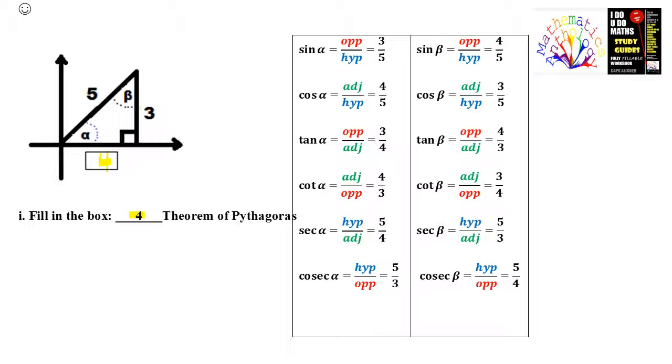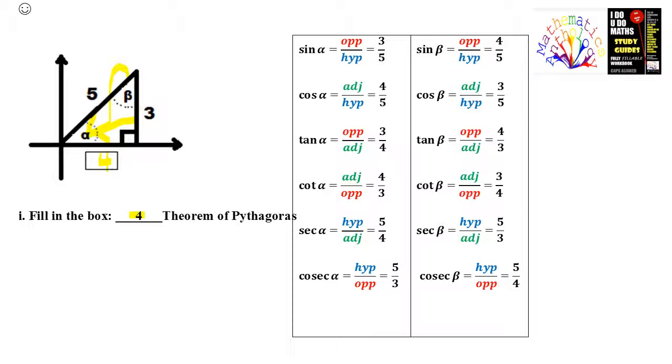Let's fill in the table on the right hand side. Sine of alpha, sine we know is opposite over hypotenuse. So opposite to alpha is 3, and hypotenuse is 5. So 3 over 5. Cos of alpha. Cos is adjacent over hypotenuse. So adjacent is 4, hypotenuse is 5.